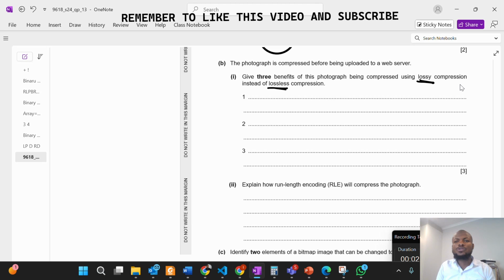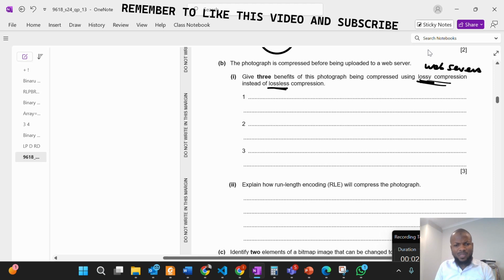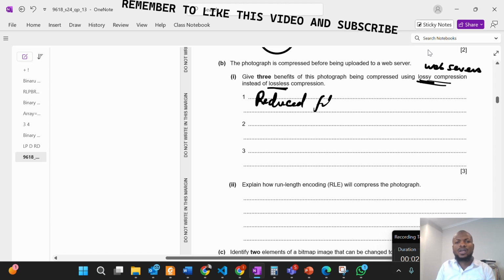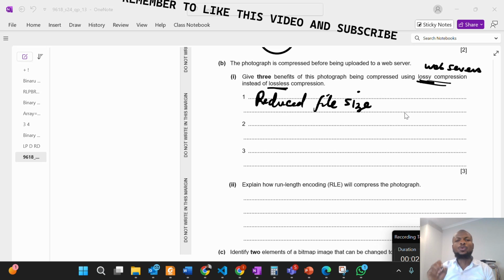So for lossy compression, that means that the reproduction of the original image is not critical. It is not necessary. This is mostly used for web servers. So what are now the benefits? One, there will be a reduced file size. A reduced what? Reduced file size. The file size will be reduced. And when the file size is reduced, it means it will take less storage space on the web server.